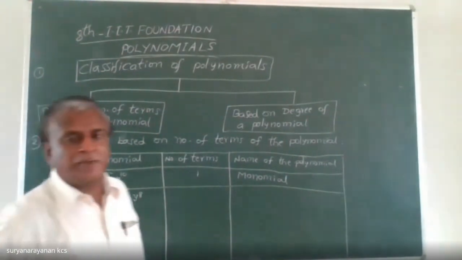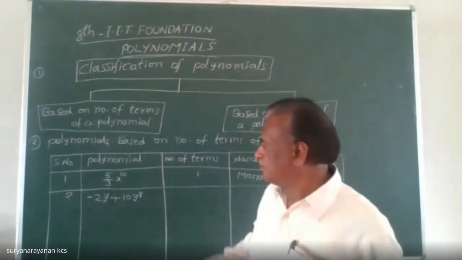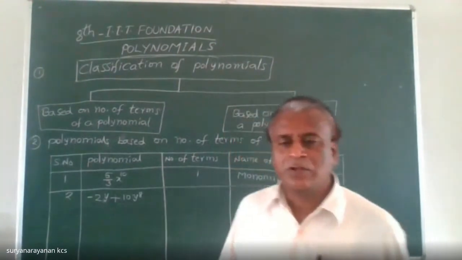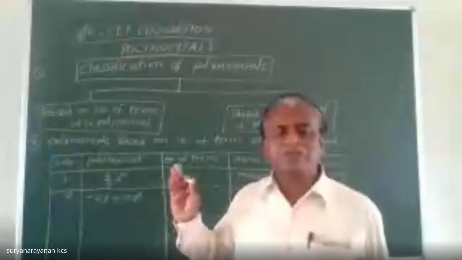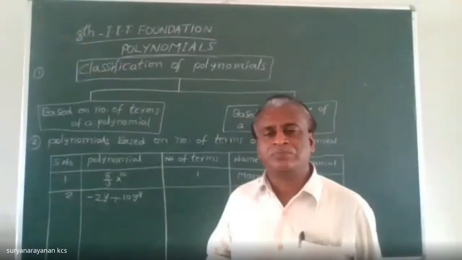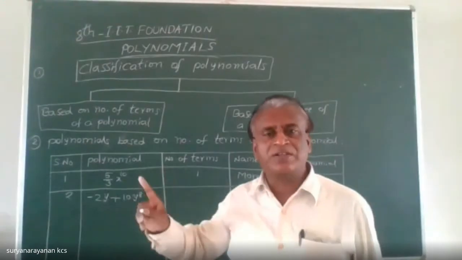Observe this polynomial carefully, my dear children. How many terms are there in this polynomial? Two terms. Tell me the first term. What is the first term? Minus 2y. Minus 2y is the first term.